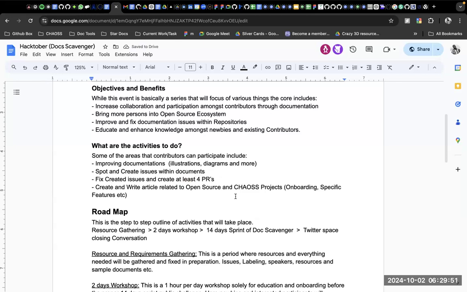Then create and write articles related to open source and CHAOSS projects. One of the questions I asked when I was sharing it with people was, what about people that are not technical writers and want to do something that relates to this project, but they know how to write? Somebody said that we don't have many articles relating to the projects within CHAOSS. It could be about an onboarding project. It could be a feature within the project that needs more evaluation or more attention. But it's open. I should also ask you guys so that we'll know what other activities we could partake in that surround documentation and beyond.